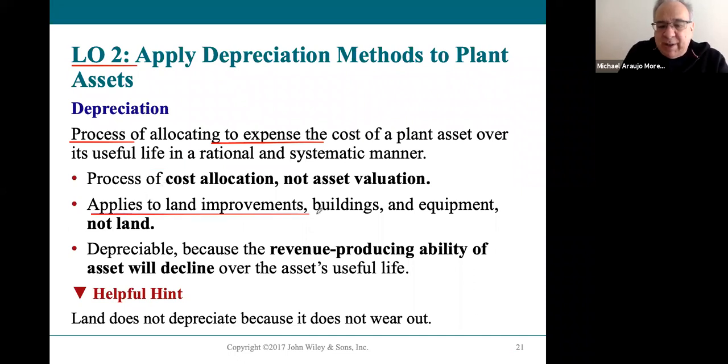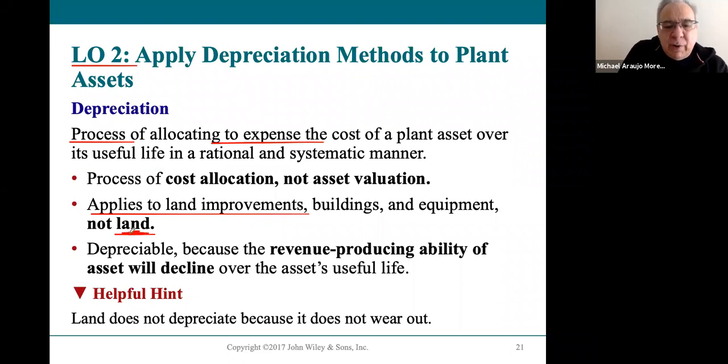It applies to all the accounts that we looked at except land. Land does not depreciate. It does not have a useful life. It is limitless. The land you're standing on was here 100, 200, 300, 400, 500, 600 years ago, maybe longer, probably longer, right? Thousands of years ago. The land itself is always useful.